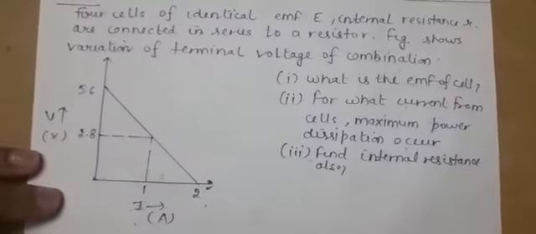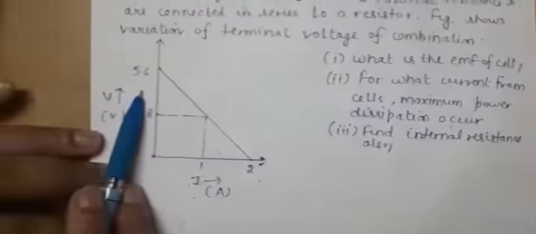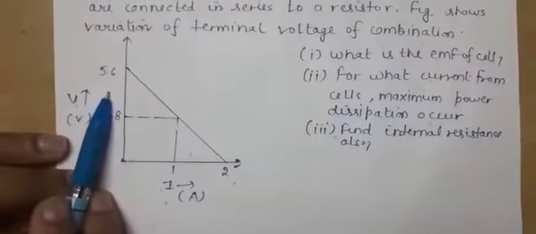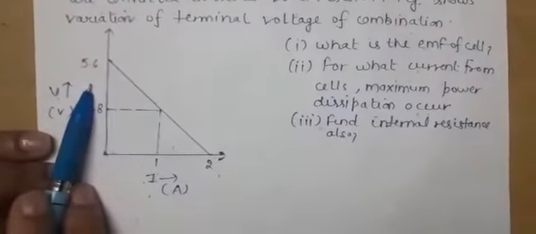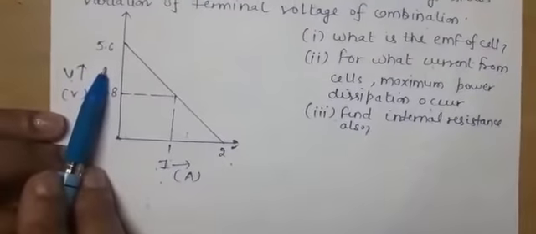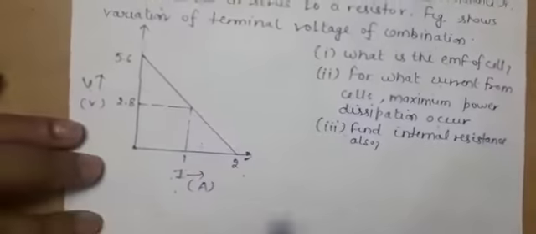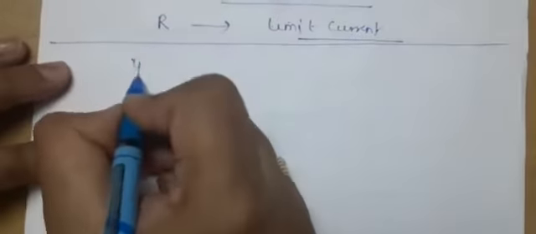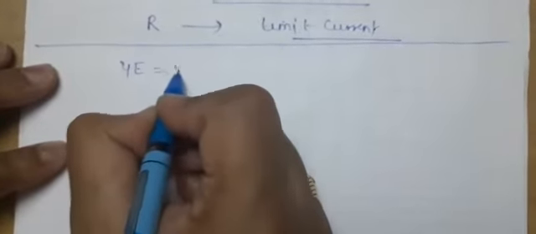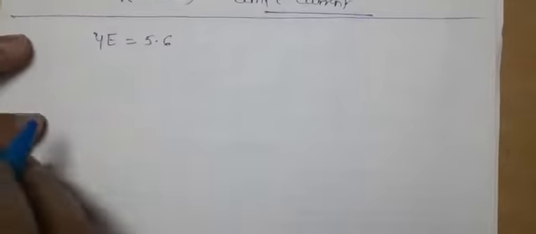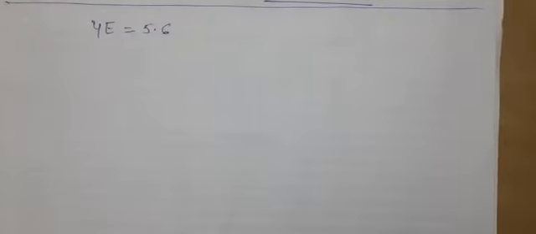So here 4 cells are connected in series. When 4 cells are connected in series, what will be the total EMF? EMF of all the cells are added, E1 plus E2 plus E3 plus E4. Being identical cells, you can take total EMF as 4E. So total EMF 4E is 5.6. That is the maximum potential difference.